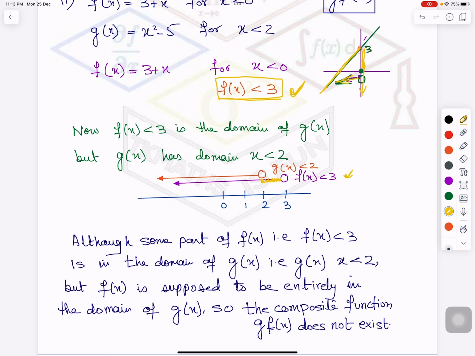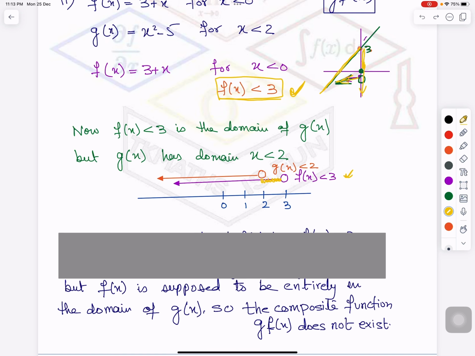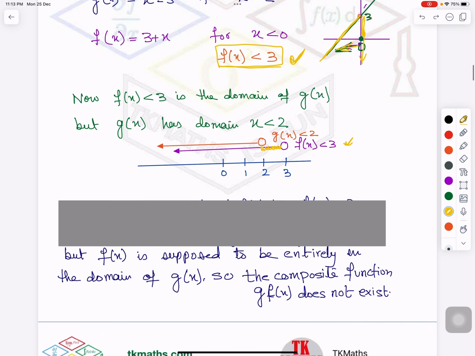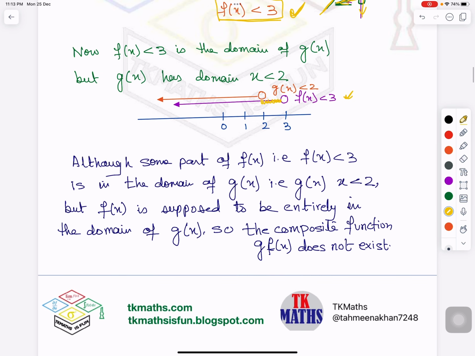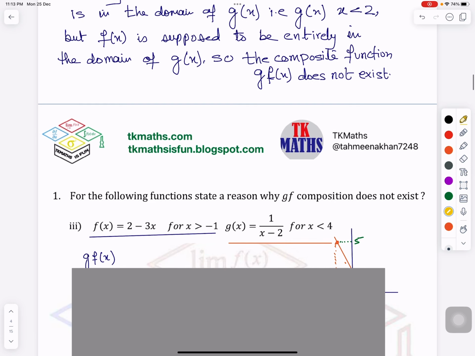Some part of f of x, that is f of x less than 3, is in the domain of g of x, which is x less than 2. But of course, f of x is supposed to be entirely in the domain of g of x so that the composite function exists. But it is not the case here. So that's why the composite function will not exist. Now part 3 of the same question.